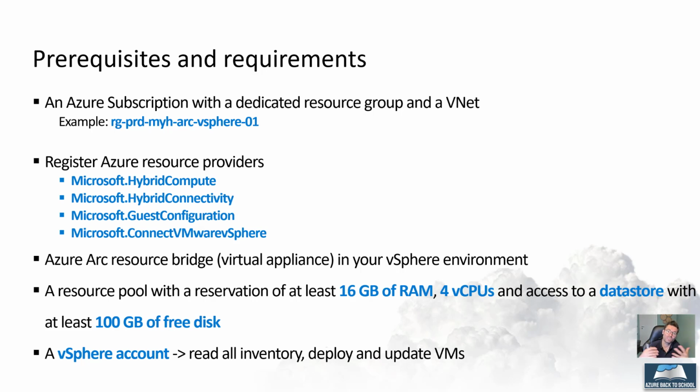Then you need to deploy an Azure Arc resource bridge, which is simply a virtual appliance which you need to deploy into your vSphere environment. And for this you require a resource pool or a cluster on your vCenter Server, with a minimum capacity of 16 GB of RAM and 4 vCPUs, and a datastore with a minimum of 100 GB of free disk space. Of course, you also need your vSphere account, and this one needs to have the appropriate permissions. So it needs to be able to read all inventory, and also it needs to be able to deploy and update VMs.